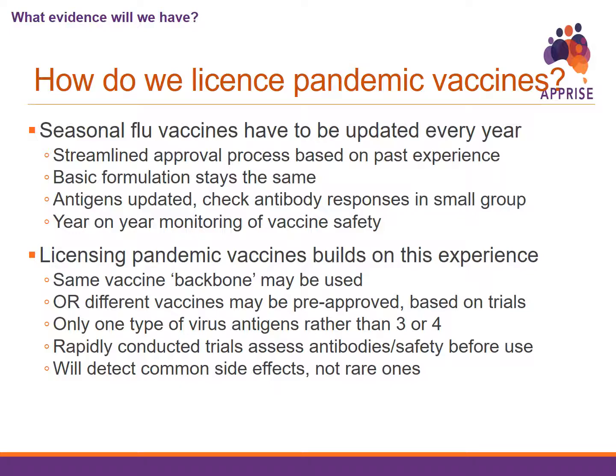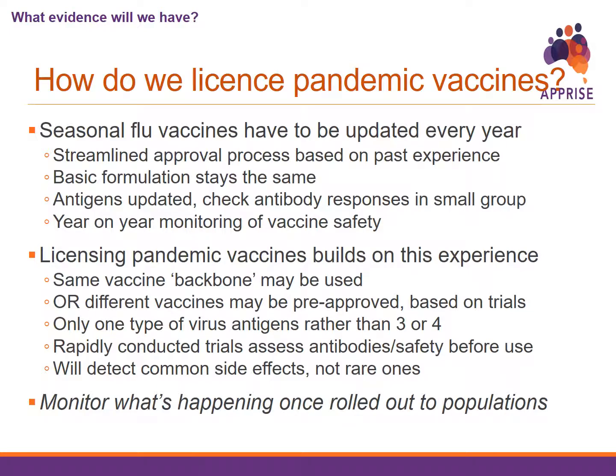It's important to note that these trials will involve maybe a few hundred people, so they will be able to detect common side effects like a bit of redness or soreness at the injection site or sometimes fevers, but sometimes vaccines can cause rare but important side effects, maybe in 1 in 1,000 or 1 in 10,000 people, that won't be able to be detected by these early trials. So it's important that we keep monitoring what's happening with safety once a vaccine has been given to large numbers of people.